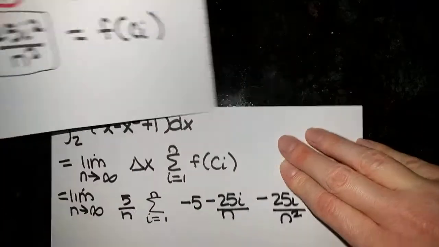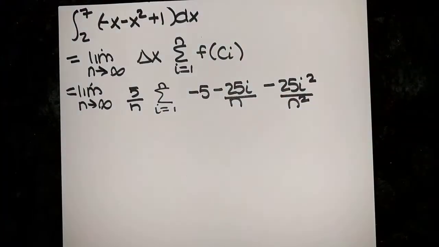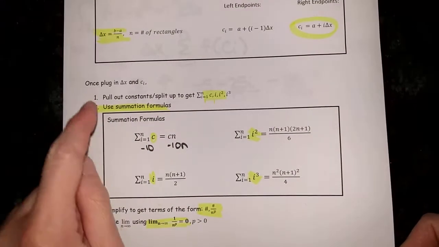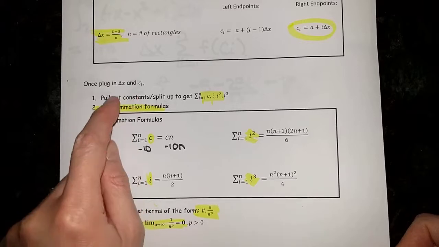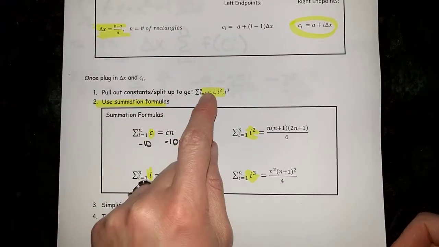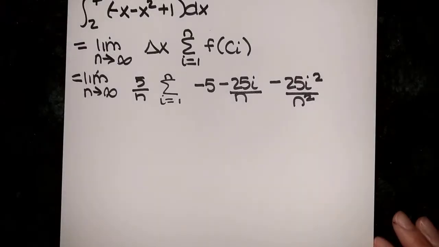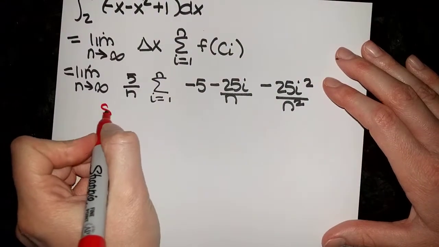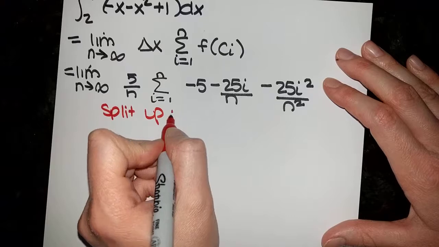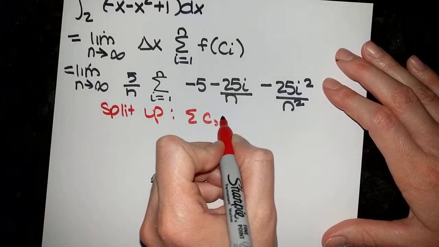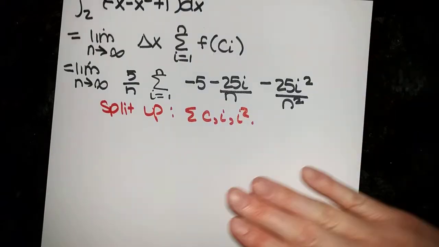All right, so where do we go from here? Again, if you look at our little 4 steps here, once you plug in your delta x and your ci, you want to pull out your constants, split it up so that you get sums involving ci, i squared, i cubed, and so on. So what I'm going to do is split this up so that I can get a sum that just involves ci, i squared, etc.